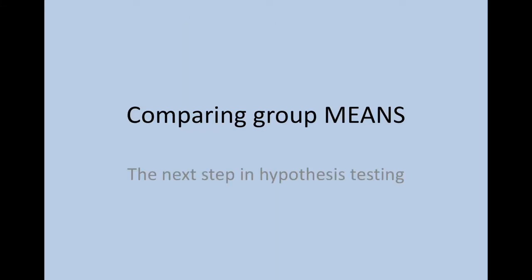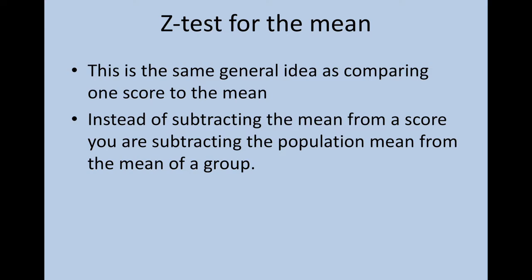So let's compare group means, the next step in hypothesis testing. Let's start with the z-test for the mean. This is the same general idea as comparing one score to the mean. Instead of subtracting the mean from a score, you are subtracting the population mean from the mean of a group.